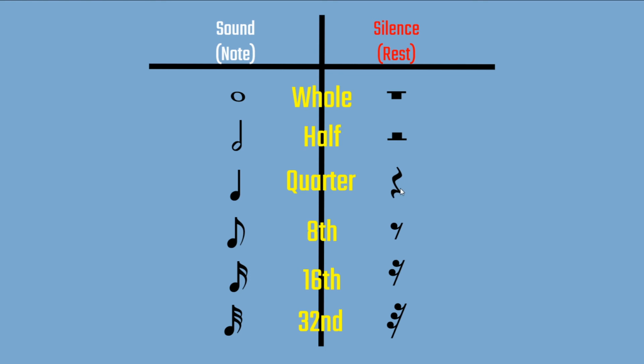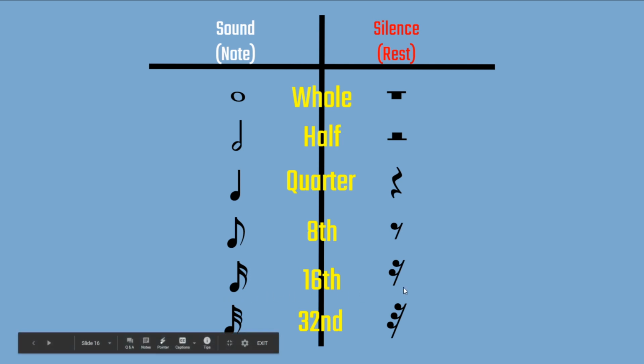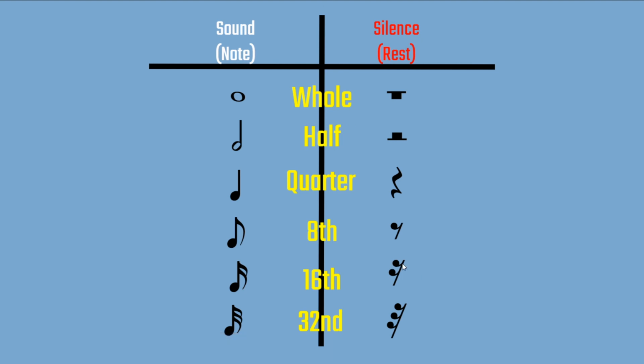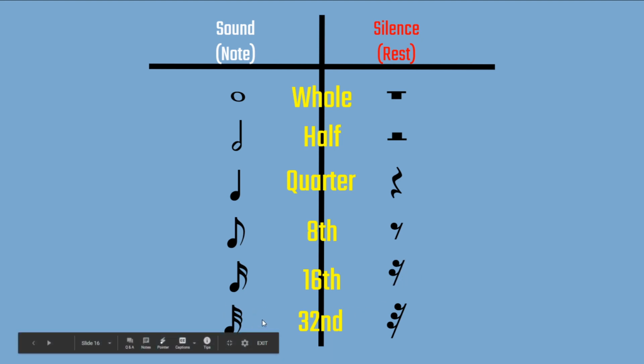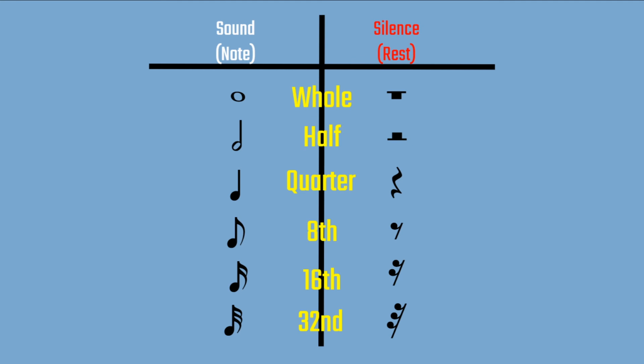Okay, and now we have our 8th note that's right here, and this is where we start adding in the flags. Here's our first flag, meaning that it's an 8th note. Our 8th rest has 1 flag on the opposite side. We have our 16th note right here having 2 flags, and our 16th rest right here having 2 flags. And then we have our 32nd note right here with 3 flags, and our 32nd rest right here with 3 flags on the opposite side. So that's it when it comes to exactly what a note is and sound versus silence.